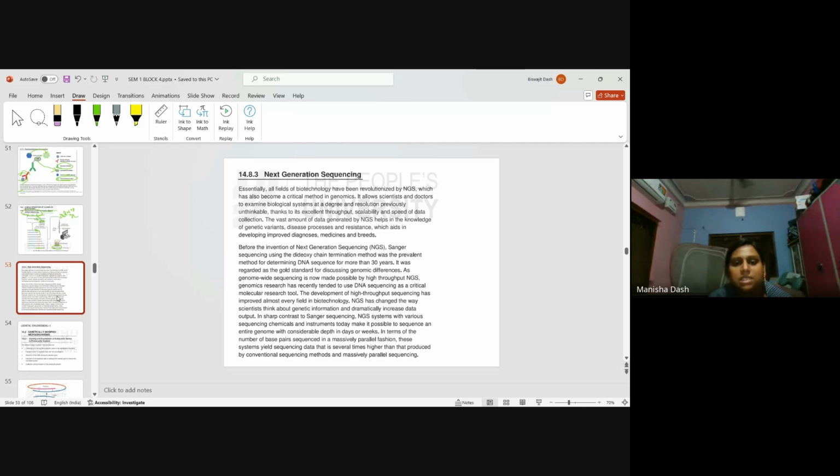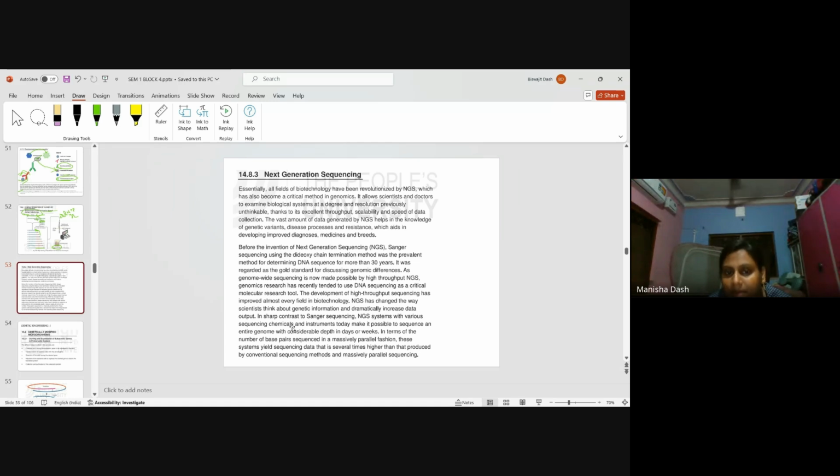Essentially all fields of biotechnology have been revolutionized by NGS, which has also become a critical method in genomics. It allows scientists and doctors to examine biological systems at a degree of resolution previously unthinkable, thanks to the excellent throughput, scalability, and speed of data collection. So this is basically a high throughput technique where you can generate a huge amount of sequencing data by very precise methods.